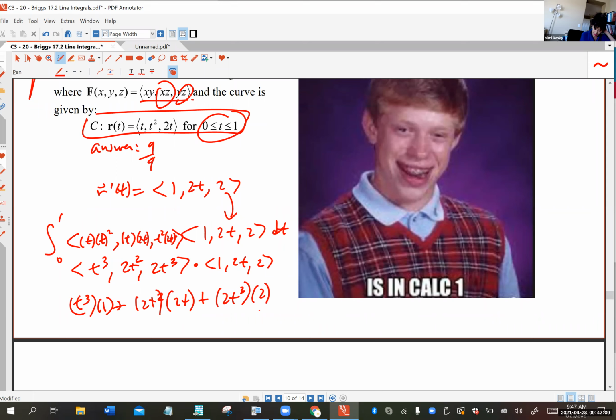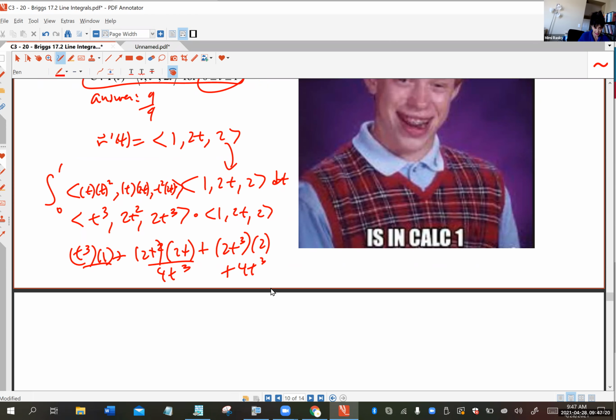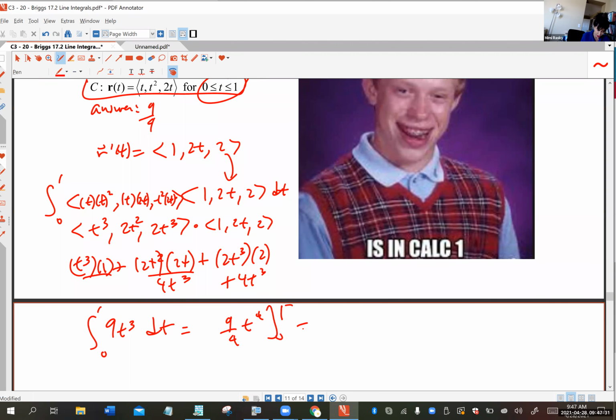Everybody get this? Isn't this a bunch of t cubes? Yeah, I mean, you got t cubed plus 4t cubed plus another 4t cubed. A lot of t cubes. I'm just going to add them all together. So I have 9 of those t cubed terms, and then go ahead and integrate. So I get 9/4 t to the 4th, from 0 to 1, and then there you go.